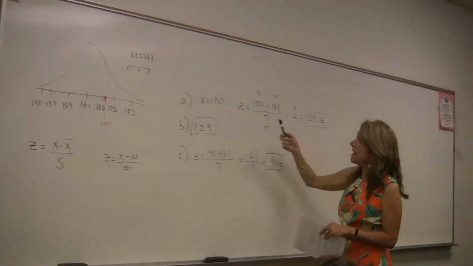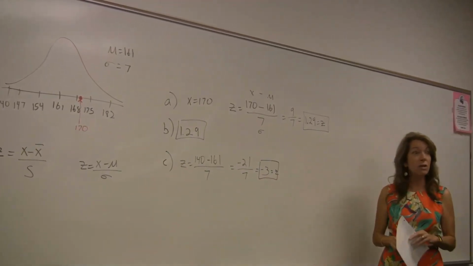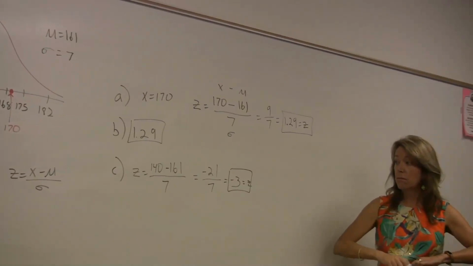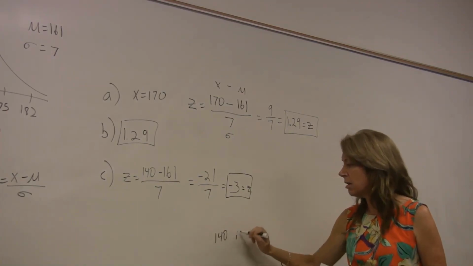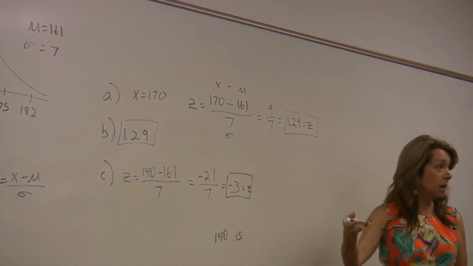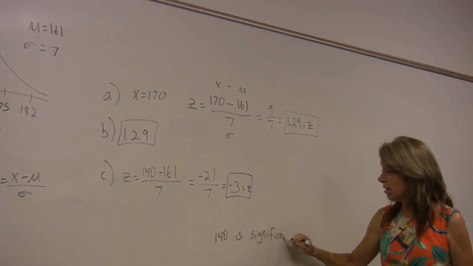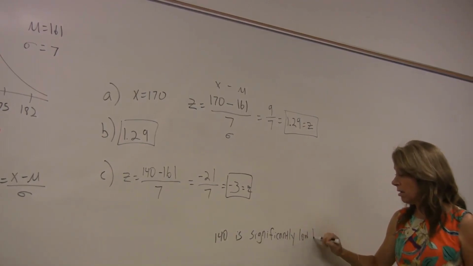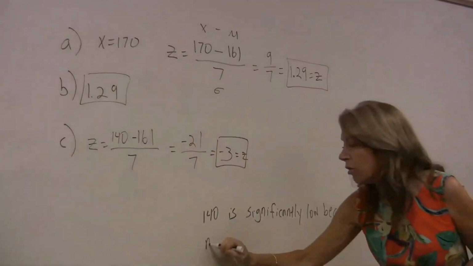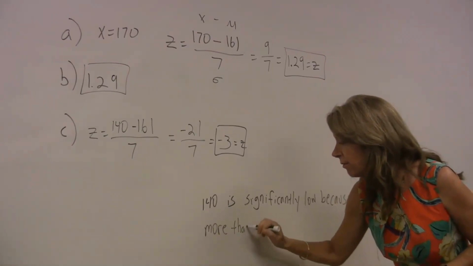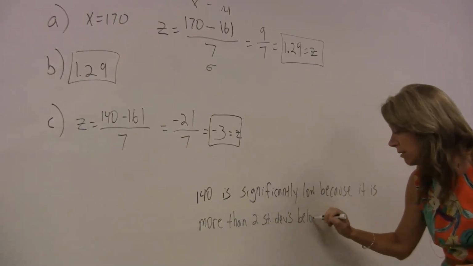So are either of these heights that we talked about, the 170 or the 140, significantly high or significantly low? 140 is significantly low. We agree with her? 140 is significantly low because it's more than 2 standard deviations below the mean.